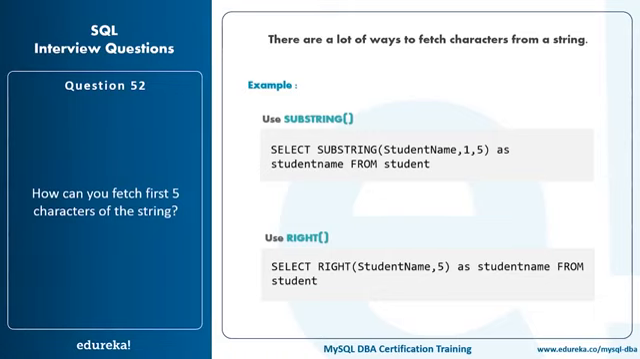The first 5 characters of student name will be retrieved from the student table. Similarly, when you use the right statement, you can write: select right(student_name, 5) as student_name from student. With this query, again, the first 5 characters of each and every student name from the student table would be retrieved. So that's how, guys, you can fetch the first 5 characters of a string, either by using the substring statement or the right statement.